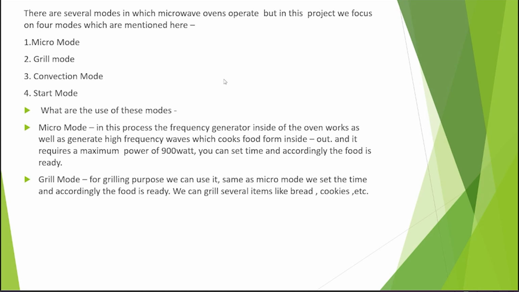Next, there are several modes in which a microwave oven operates, but in this project we focus on 4 modes which are mentioned here. The first is micro mode, the second is grill mode, the third is convection mode and the fourth is start mode. So now we are talking about the use of the modes.